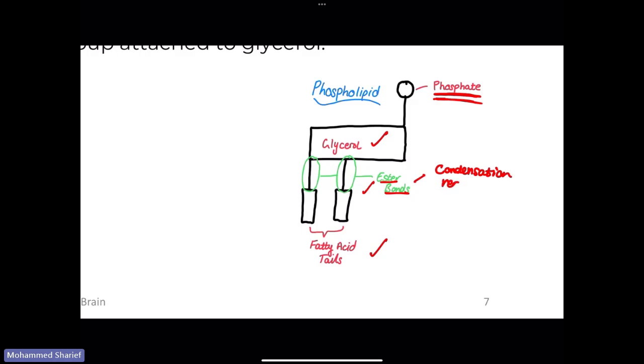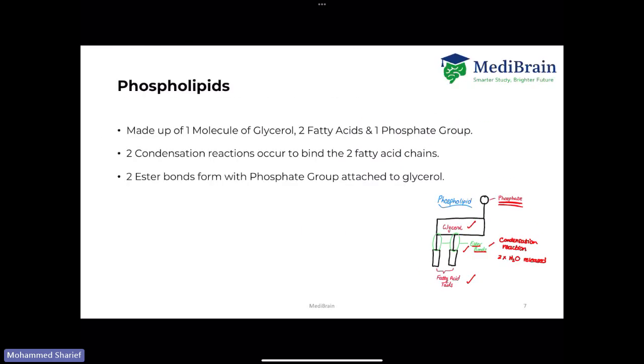A condensation reaction is going to take place. And over here, because two bonds are being formed, two molecules of water are going to be released. Okay, that's how the two fatty acids combine to the glycerol. Okay, so two ester bonds form within the phosphate group attached to the glycerol.